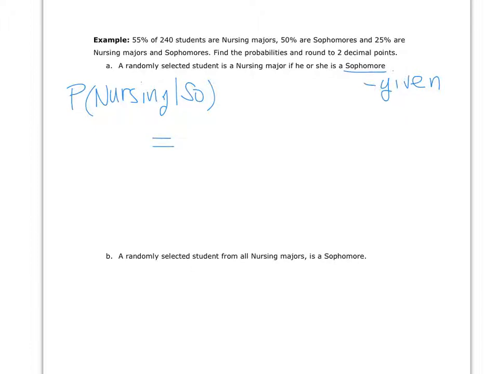So the sophomore probability is what goes in the denominator. 50% are sophomores, so the probability that we select a sophomore is 50%. And the probability that we get a nursing major and a sophomore is that 25%. So we get a probability of 1/2.